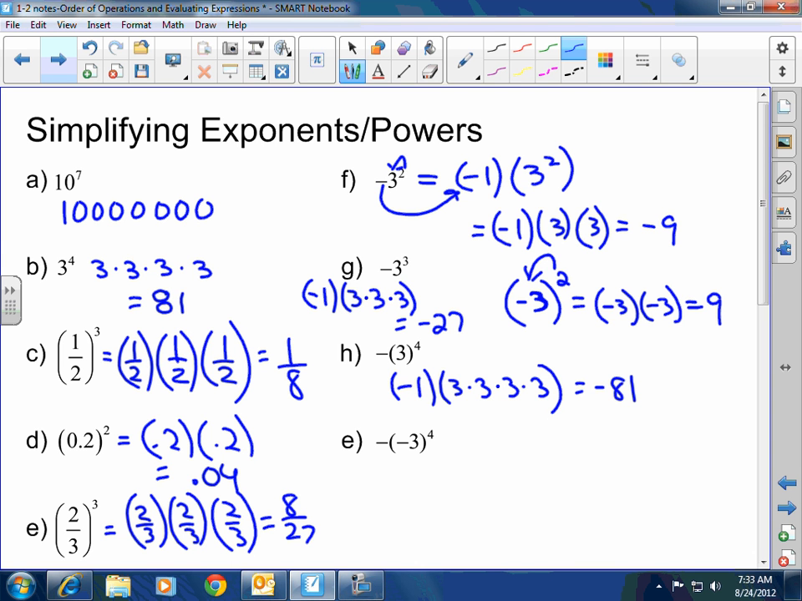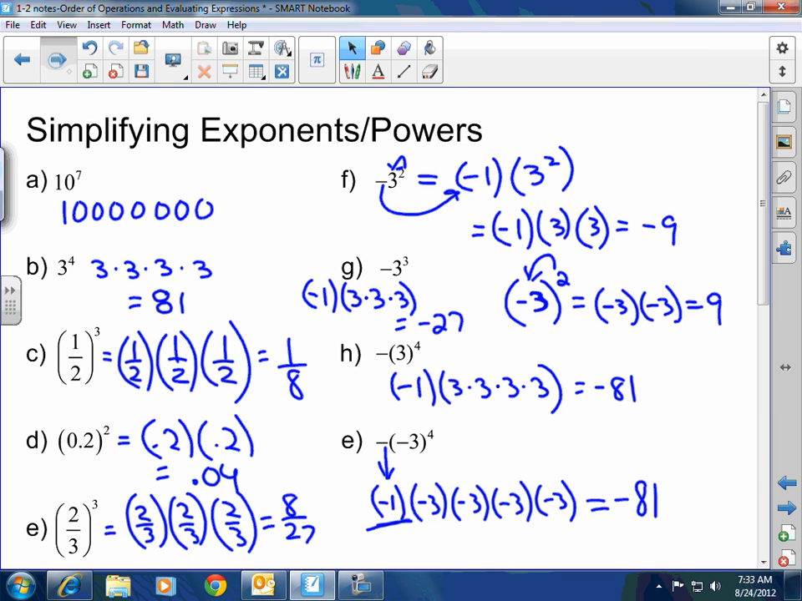And now I have negative on the outside times the negative 3 inside the parentheses to the 4th power. So what that's going to equal is this negative 1 times negative 3 times negative 3 times negative 3 times negative 3. Negative 3 times negative 3 is a positive 9, times a negative 3 is a negative 27, times a negative 3 is a positive 81, but times this negative 1, you're looking at negative 81. Okay, I hope that makes sense.